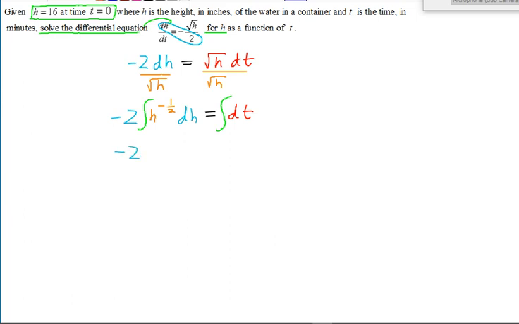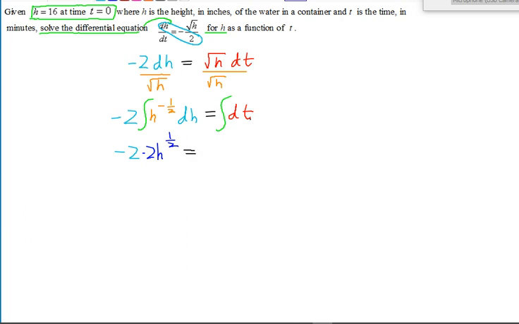When you integrate h to the negative 1/2, using the power rule for integration, you add 1 to the exponent, so you get h to the positive 1/2. Dividing by 1/2 is the same as multiplying by the reciprocal, which is 2. Again, we're going to have a plus c. On either side, you can choose. Since we're going to solve for h, I'm going to put it on the other side, the one that doesn't have the h on it, to make it easier.